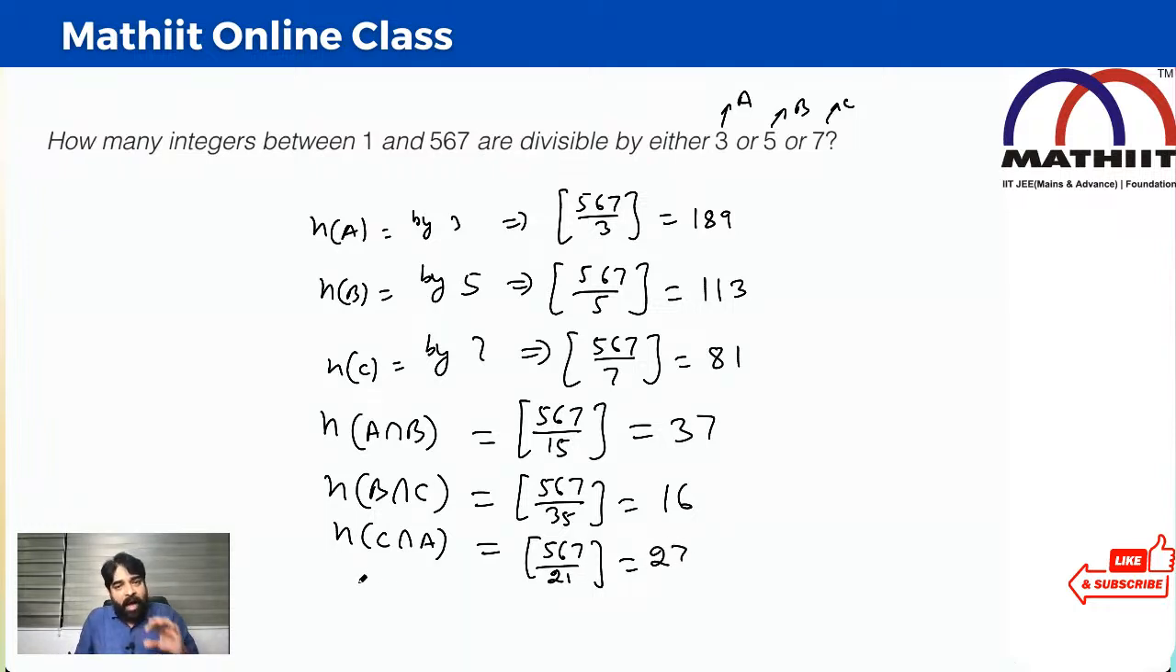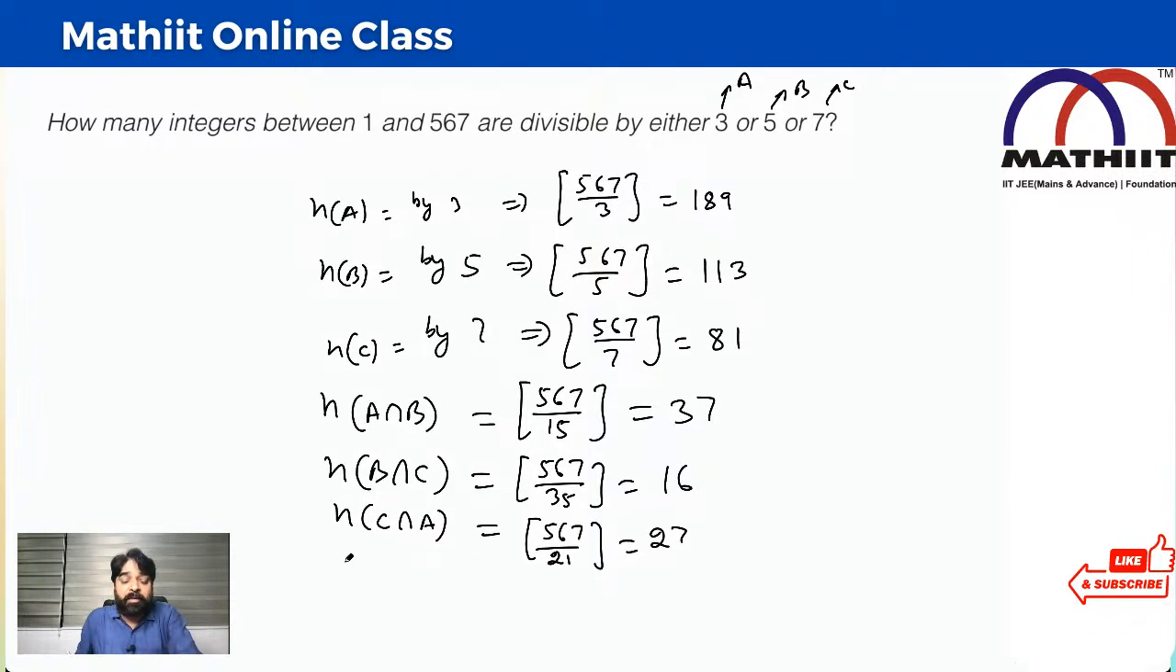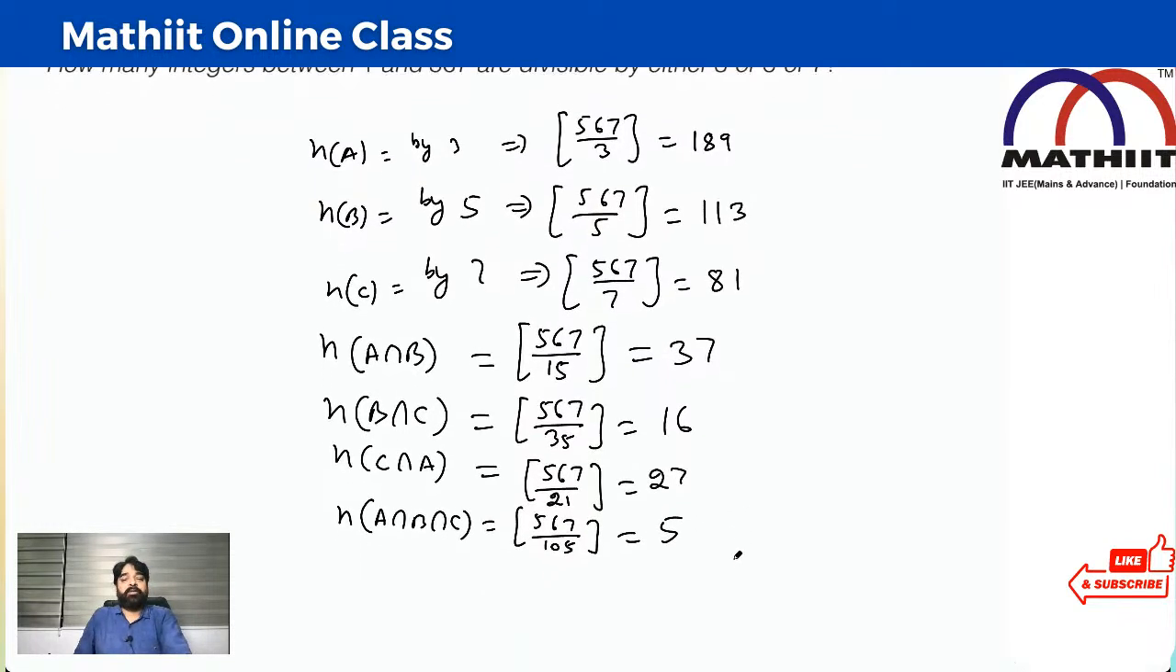And now the 3-way case is there. There may be a chance that all 3 have something common. Yes. So 3 into 5 into 7 means divisible by 105. So n of A intersection B intersection C will be 567 by 105, and that will be, I think, 5. Yes, 5. So now all calculation has been done.